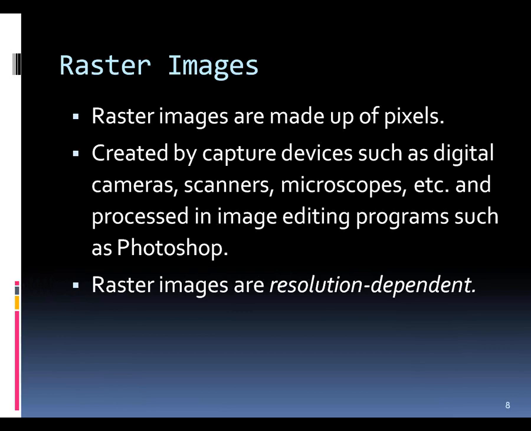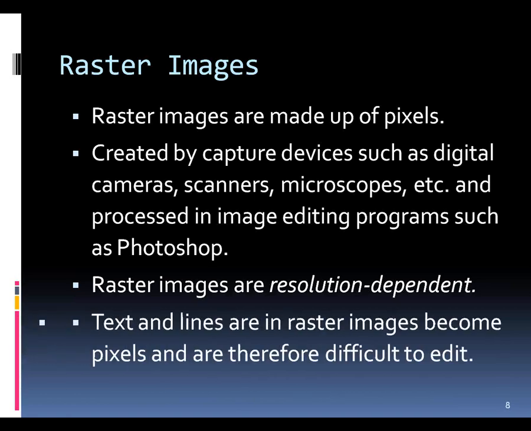Very key thing: raster images are resolution dependent. In other words, the resolution of the image has everything to do with how big you can print the image, what the quality is, that kind of thing. They're resolution dependent, unlike vector images, which are resolution independent. For this reason, text and lines in raster images become pixels and are very difficult to edit, because instead of being nice little objects that you can grab and work with, you have to work with pixels. Now, they can be edited, but it takes time and a lot of effort. It's not easy to edit raster images. We will definitely talk more about this.